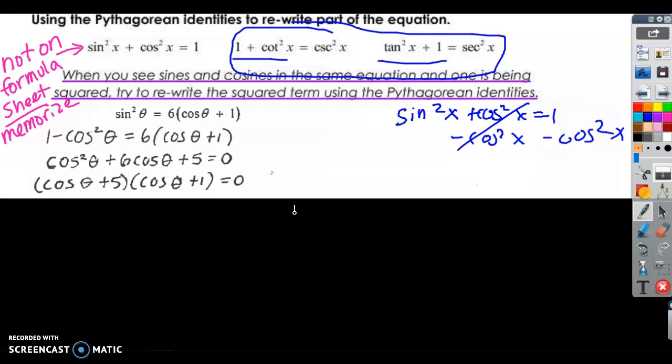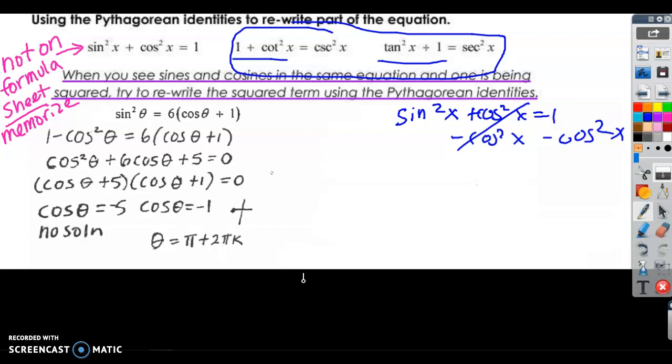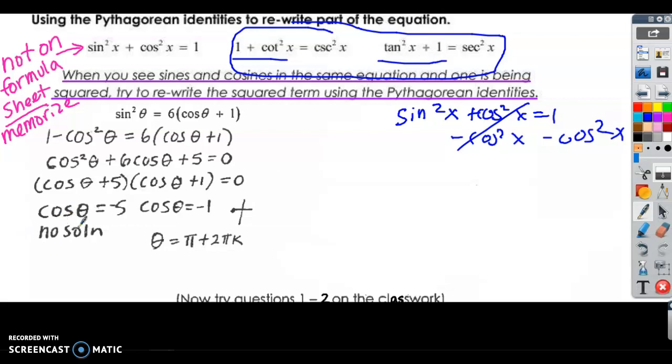So you factor, use the zero product property to separate each of those factors and set them equal to 0 and solve, and you find that cosine is between -1 and 1, if you're just thinking of the graph. So cosine is never going to equal -5, no solution. Where does the cosine equal -1? At pi. And we're writing the general form of the equation, so that's theta equals pi plus 2 pi k.